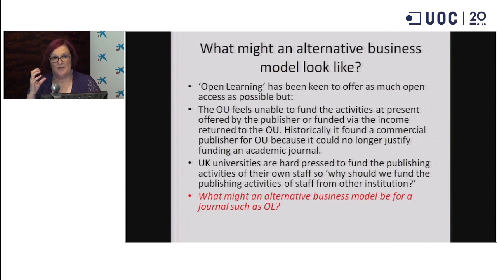So the research councils in the UK are now funding publishing through research grants for research projects. So that researchers are being told there's money in your project to actually fund publishing results of your project, but if you're not in a well-funded project, then somebody else has to find the money to publish it in a gold way. My university's comment was, why should we fund the publishing activities of staff in other institutions? Well, if the journal only had papers in it from our university, we might be willing to fund it, but not as long as it's a journal which publishes from the field.